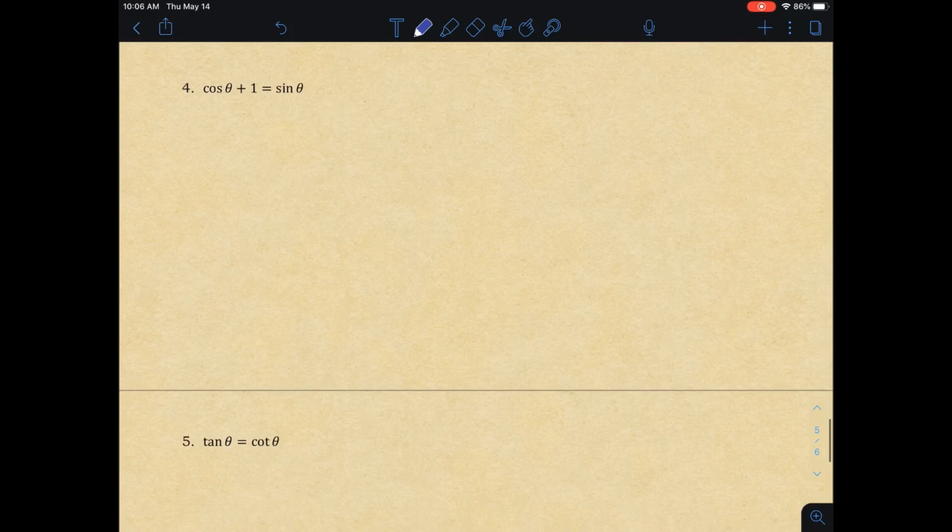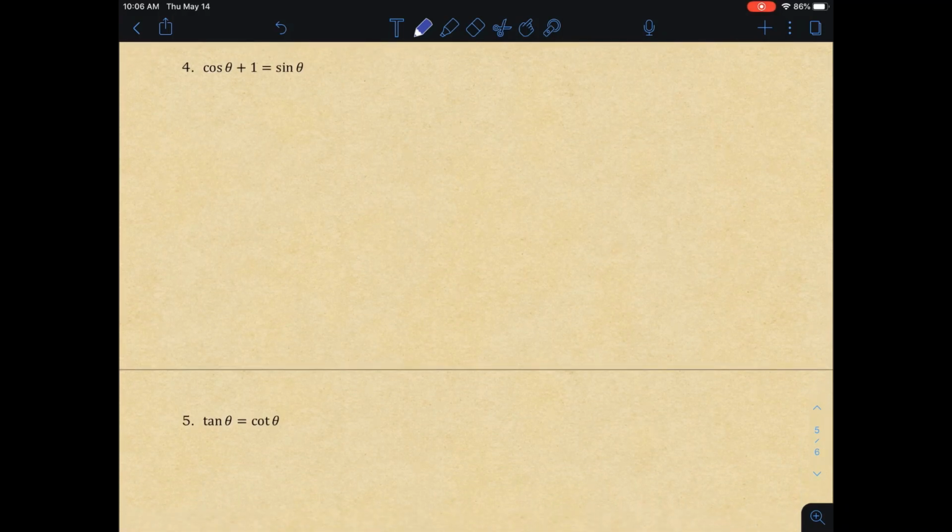All right, let's look at another example. So sometimes they get a little bit funky, because if you look at this problem here, you have cosine of theta plus 1 equals sine of theta. You typically want to look for something that's being squared, right? Like you want to see cosine squared or sine squared, because usually that means that you're going to be able to factor it ultimately.